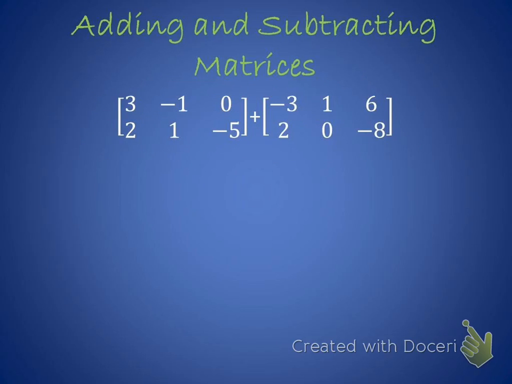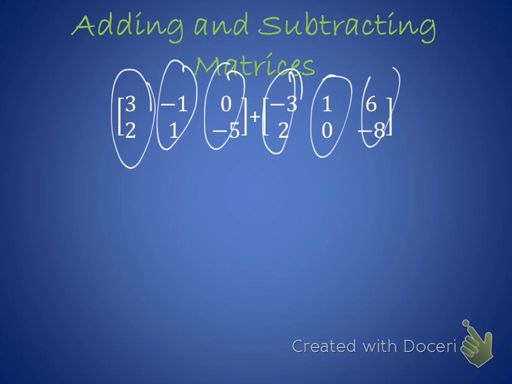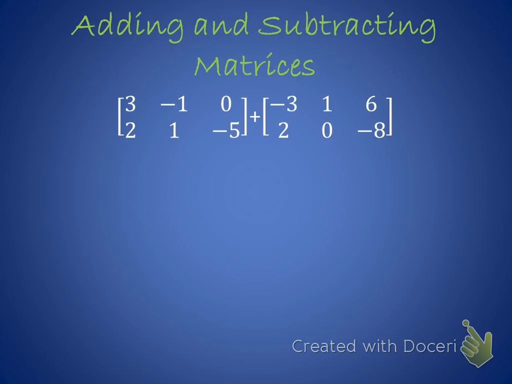Now let's check our columns. How many columns do I have in the first matrix? 3. 1, 2, 3. Same thing. 1, 2, 3. So I'm good to go. I know I can add those together. So I'm just going to start adding together the numbers that are in the same position.